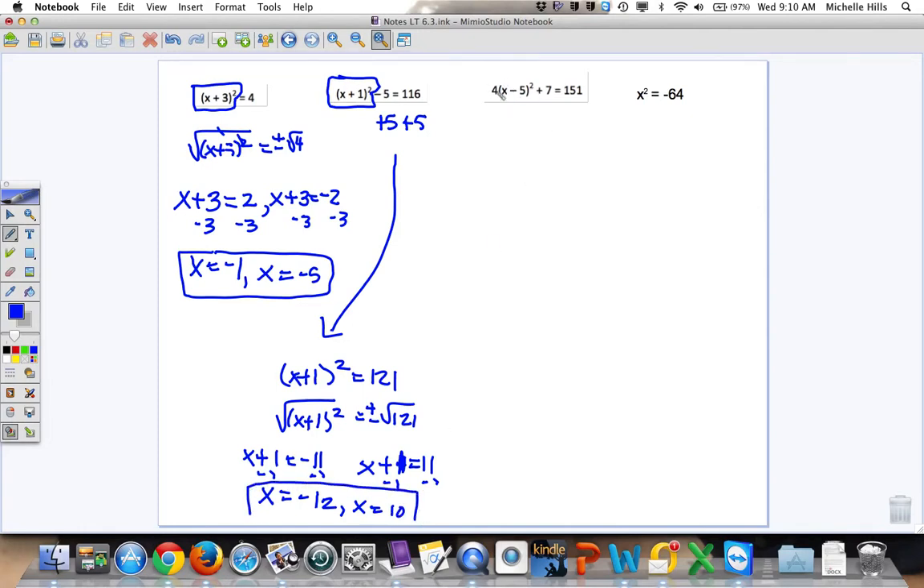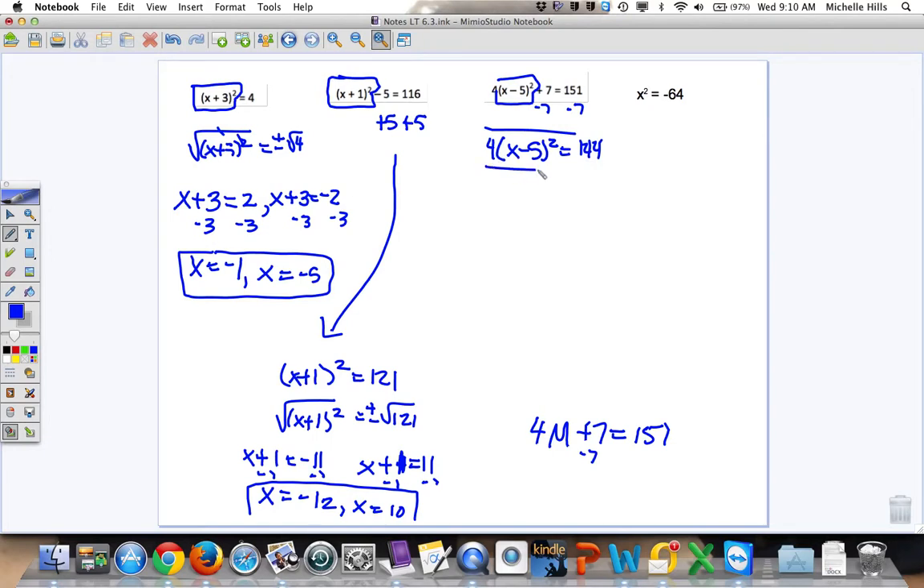Again, the thing that is being squared here is this binomial, so I don't want the 4 out front, and I don't want the plus 7 at the end. Think about if this was just 4 times m plus 7 equals 151, and what you would do first. You wouldn't divide by 4 first, you'd subtract this 7 out of the end first. So that's what we're going to do here. And I get 4 times x minus 5 quantity squared equals 144.